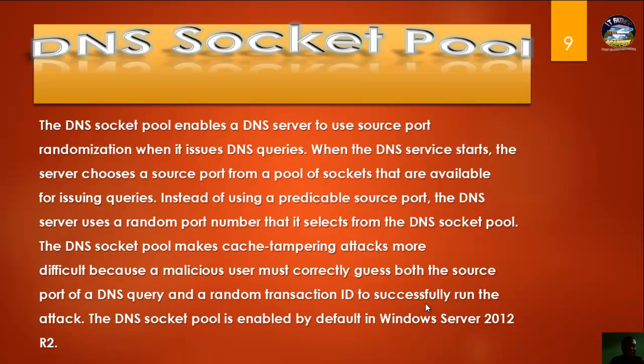Yeah, you see, they are saying that instead of using a predictable source port, the DNS server uses a random port number that is selected from the DNS socket pool. The DNS socket pool makes cache tampering attacks more difficult because a malicious user must correctly guess both the source port of a DNS query and a random transaction ID to successfully run the attack. The DNS socket pool is enabled by default in Windows Server 2012. The question didn't say all the servers, only Windows Server 2012. Alright, so let's move on.